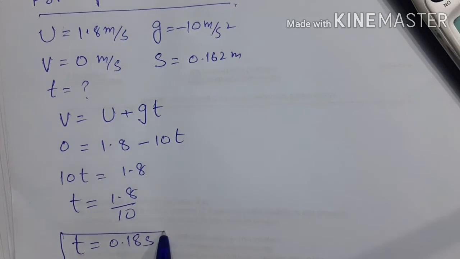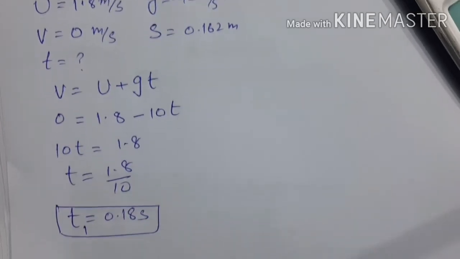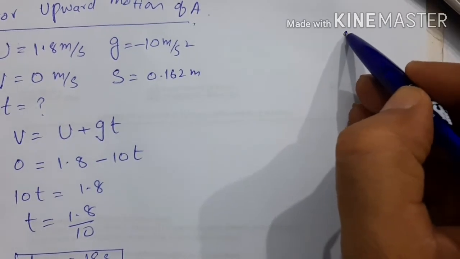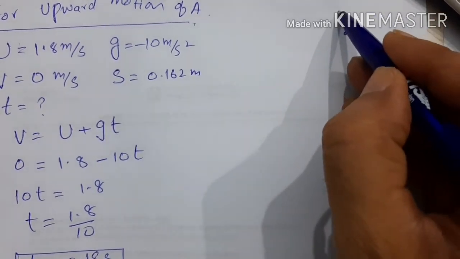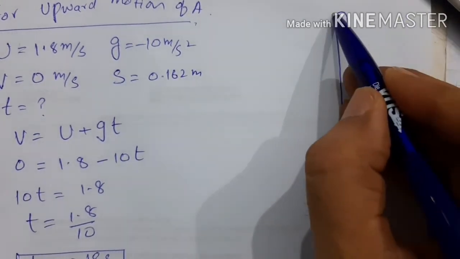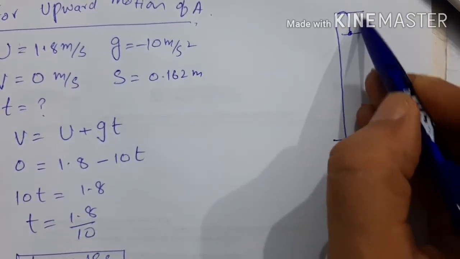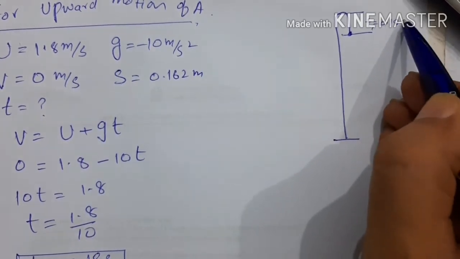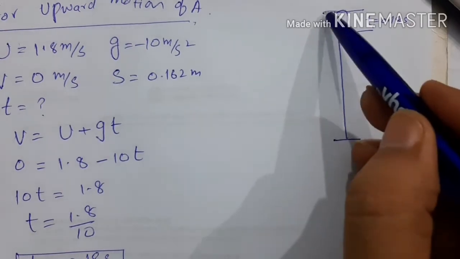This is the time t1 for the upward journey, because the particle moves upward and then moves downward to the ground. So for this upward journey the time is 0.18 seconds. Now I'll find the time for this journey.